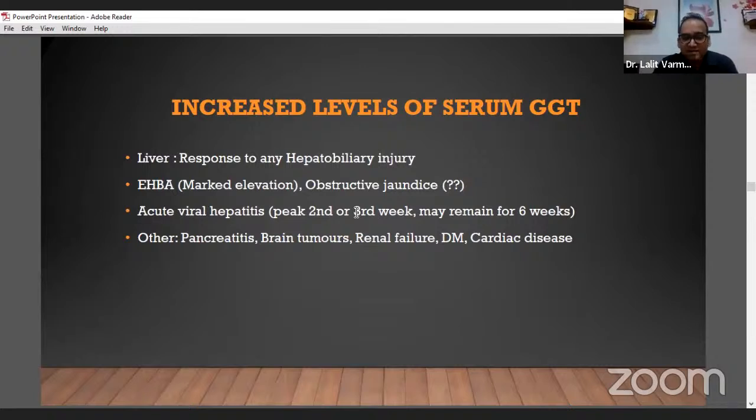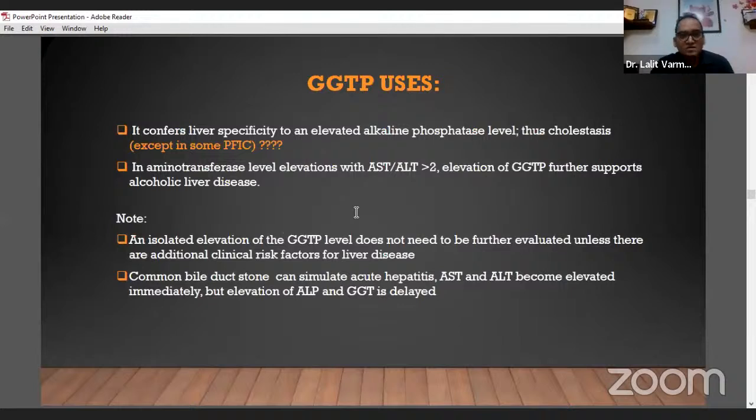In acute viral hepatitis, when you pick them up very early, it will be low. It starts picking up in the 2nd or 3rd week, may remain for 6 weeks, then again it starts getting better and declining. Other non-specific causes are pancreatitis, brain tumors, and renal disease. So GGT confers liver specificity to elevated alkaline phosphatase. As we said, if only your ALP, alkaline phosphatase, is high, it does not have any meaning. But if your GGT is elevated, then you should definitely think of cholestasis.